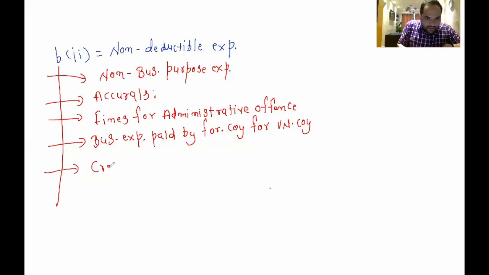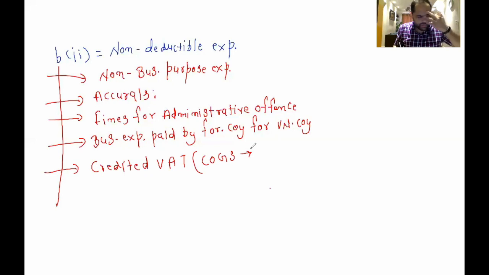Next is credited VAT. This one I already explained. Remember when I explained about cost of goods sold? I mentioned that you already claim money related to VAT, right? If you already claim, you have to minus it. If you minus it, your deductible expense will be reduced, and whatever money you minus, that's known as your non-deductible expense. Same as in cost of goods sold, material purchase. So it's the same thing that I explained before.